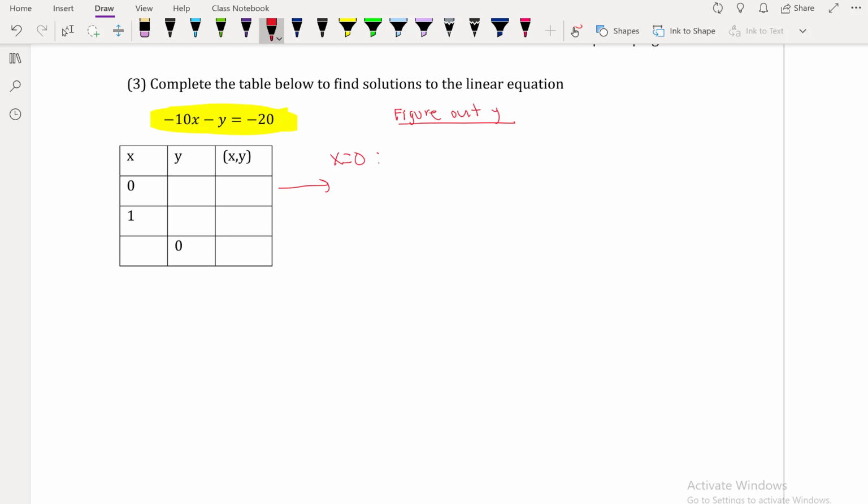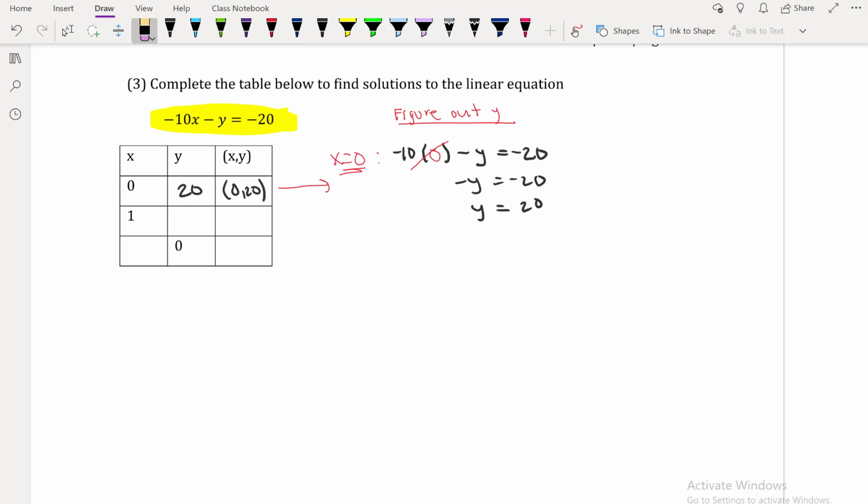So the way that we're going to figure out the y value is by plugging in the x value. So I have a negative 10, then I have my x value, minus y is equal to a negative 20. So here the value that I'm plugging in is x is equal to 0. Well, 0 times anything is just 0, so that goes away. So I'm left with a negative y is equal to negative 20, which gives me that y is equal to a positive 20. So now the ordered pair would be 0, 20.